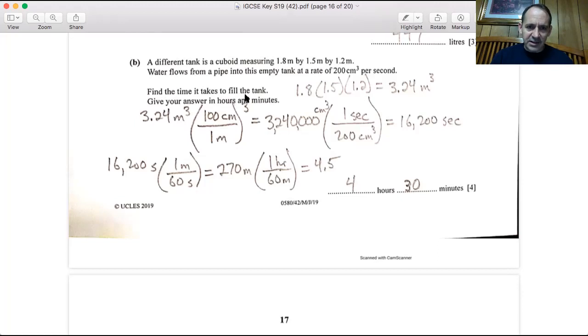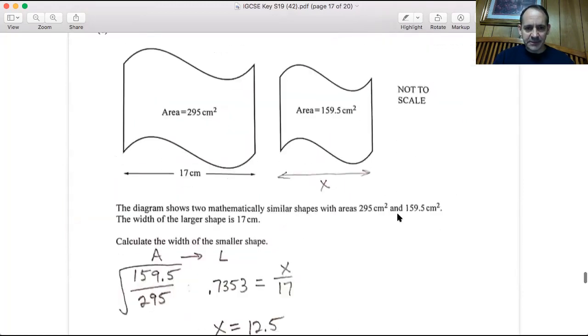We want to find the time it takes to fill the tank in hours and minutes. So we take our 16,200 seconds, we divide it by 60 to get 270 minutes, divide it by 60 again to get the number of hours. We see that it's 4.5 hours, which is 4 hours and 30 minutes.